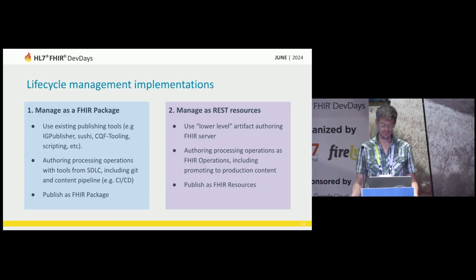So some of the characteristics of a FHIR package is you can use existing publishing tooling like the IG Publisher. A lot of you might know Sushi for FHIR shorthand. There's CQF tooling, and you can write scripts. Many times you also have this content in the Git repository, and you can manage it just like you would manage software in your software delivery lifecycle, including automated validation and testing. And at the end of the day, you can publish it out as a FHIR package.